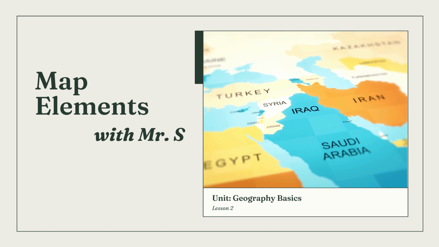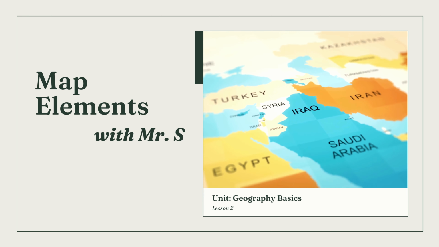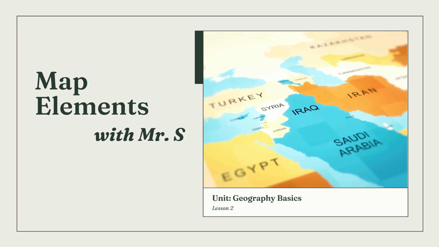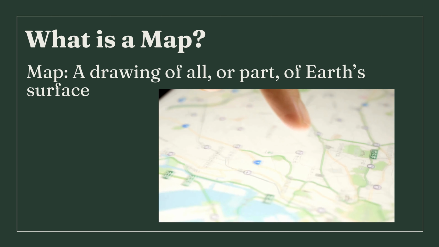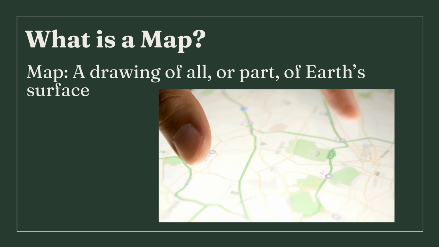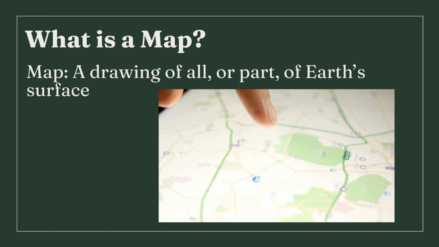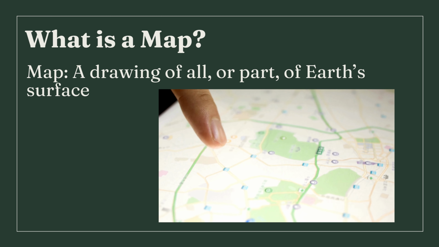We're going to start talking about the tools a geographer might use. Specifically, we'll be talking about maps. A very basic definition for map is a drawing of all or parts of Earth's surface. But as you'll soon see, there's much more to maps than that.